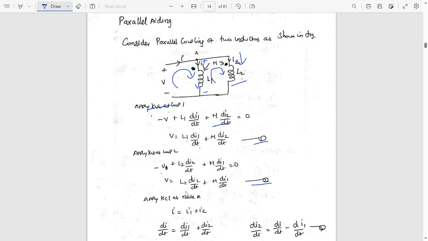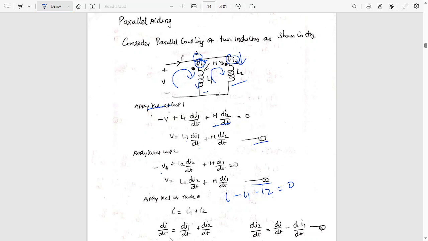Next, I am going to apply KCL at node A. This is my node A. Applying it at node A, I is the current entering the node, and I1 and I2 are the currents leaving the node. You can see I1 and I2 leaving node A. So I can write I minus I1 minus I2 equal to 0, which can be written as I equal to I1 plus I2.